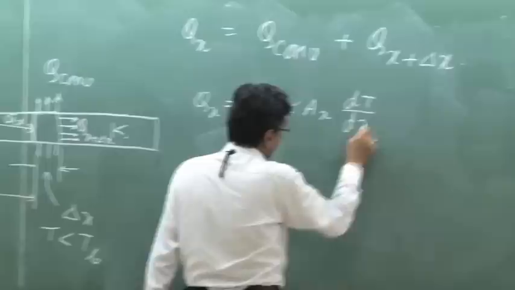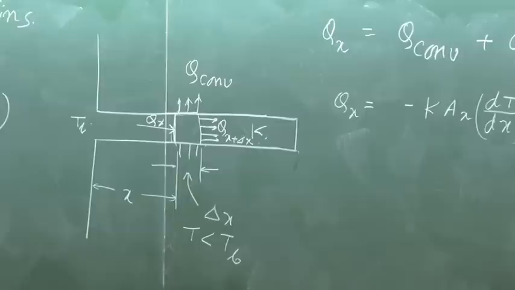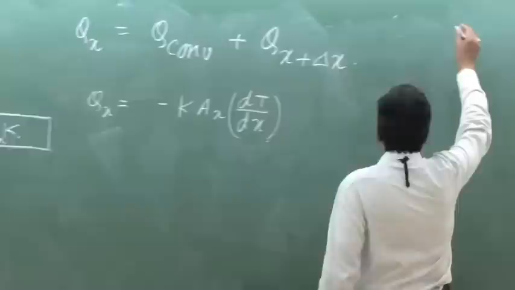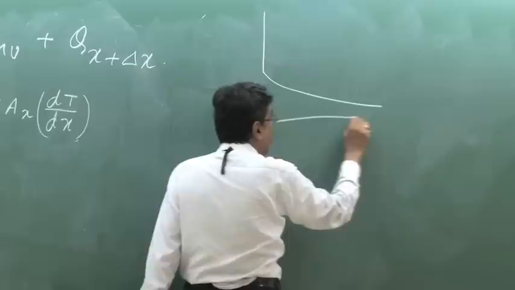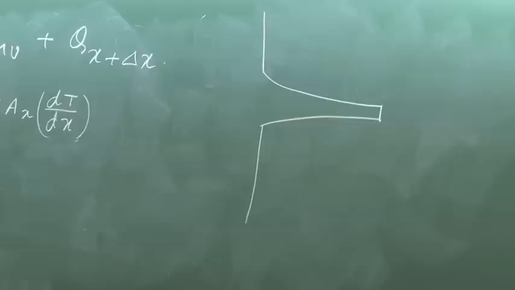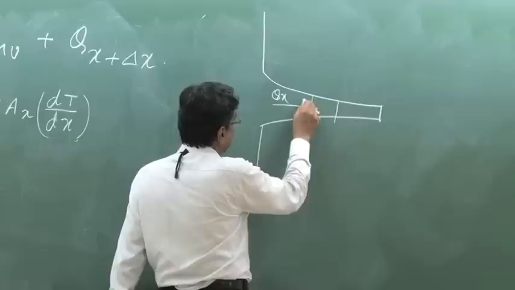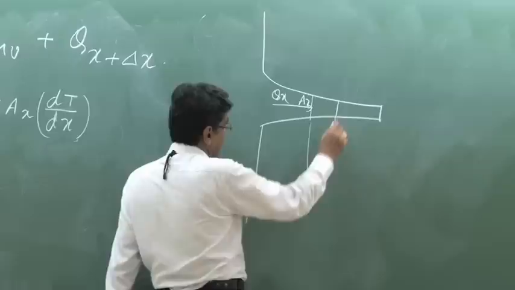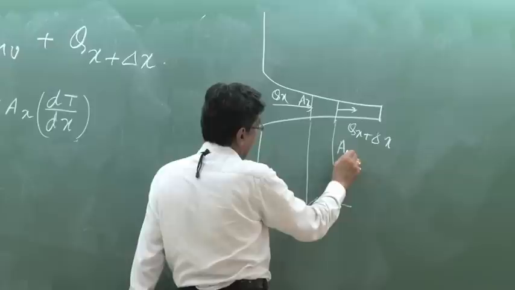What is A x? A x is the surface area here. Here you can say that it is uniform, but let us consider a variable area. I have shown you here an area which is straight, but we can consider a variable area now for general purpose, but ultimately we will be solving this. So this is Q x, this is A x at a distance x, then this is Q x plus del x. And here this is del x, very simple. A x is a function of x. I am not writing A x plus del x, not necessary.